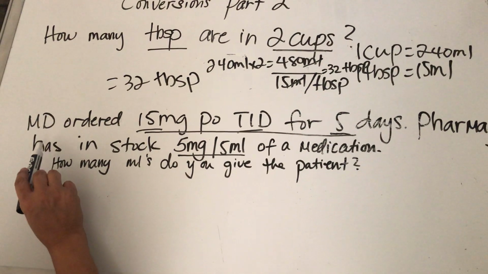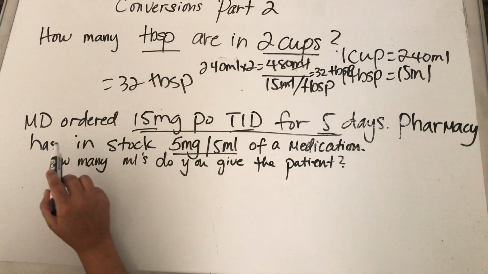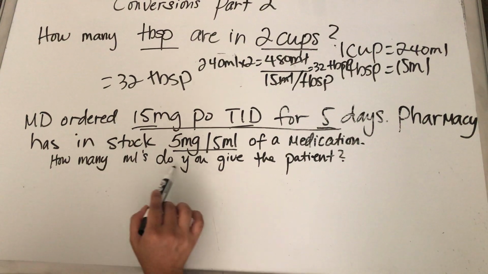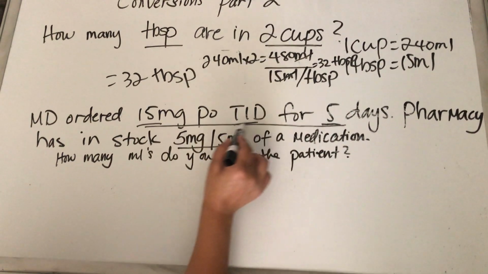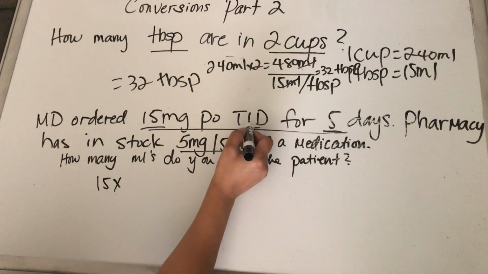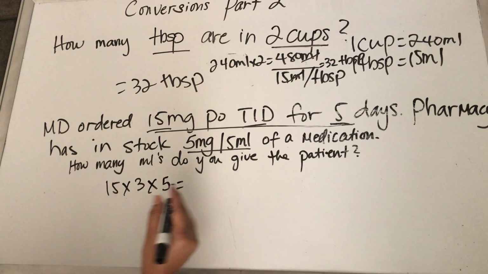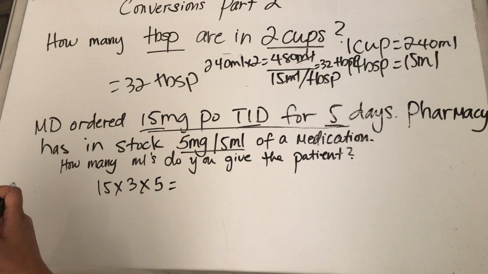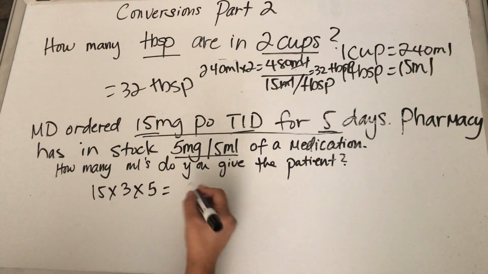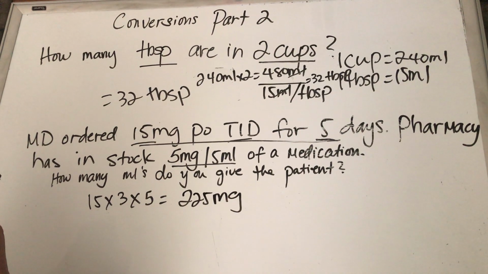Okay, this one says medical doctor ordered 15 milligram by mouth 3 times a day for 5 days. Pharmacy has in stock 5 milligram per 5 ml of a medication. How many mLs do you give the patient? You've got to look at this sig and calculate 15 times 3, because 3 times a day, times 5 days. The patient's going to take it for 5 days. So 15 times 3 times 5 is 225 milligram total the patient is taking.